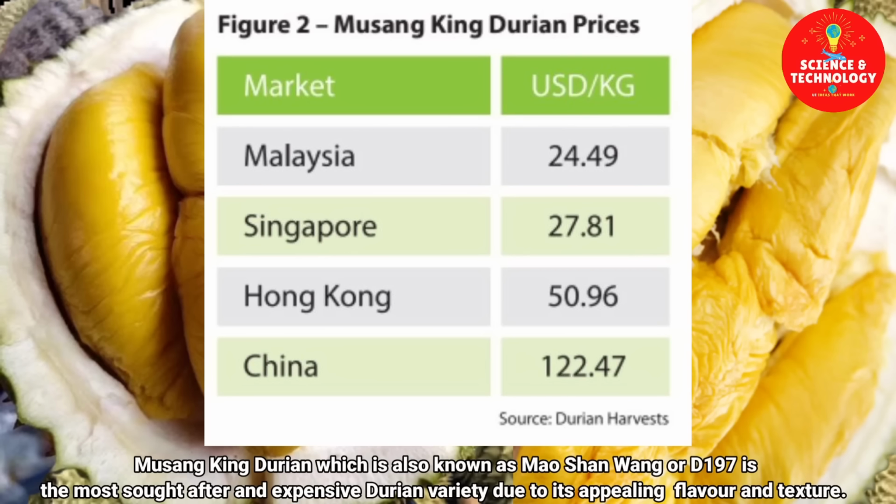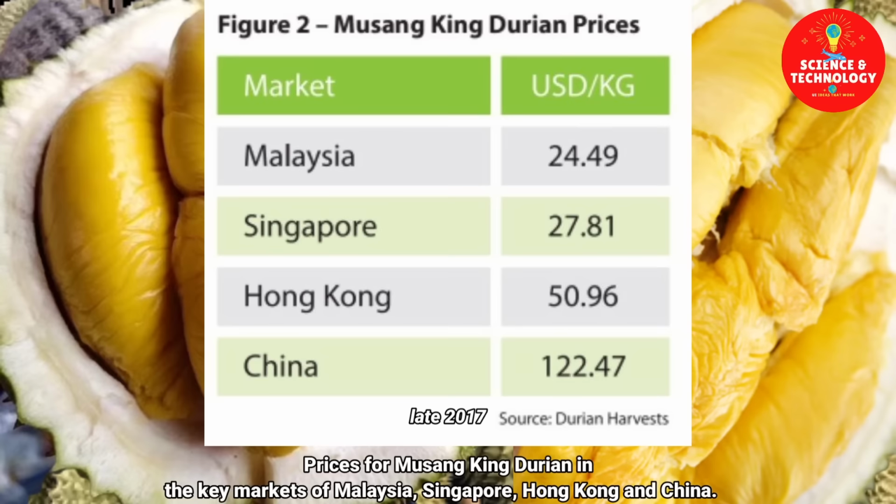Musang King durian, which is also known as Mao Shan Wang, or D197, is the most sought after and expensive durian variety, due to its appealing flavor and texture. Prices for Musang King durian in the key markets of Malaysia, Singapore, Hong Kong and China.